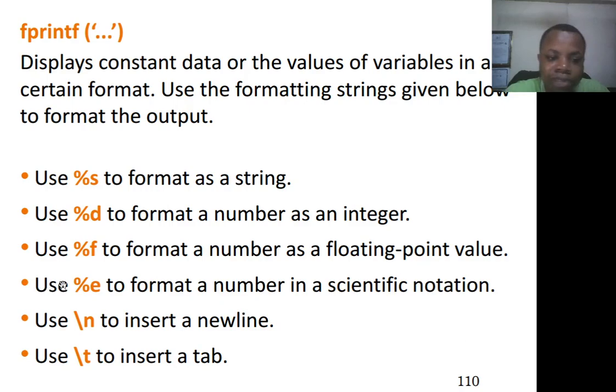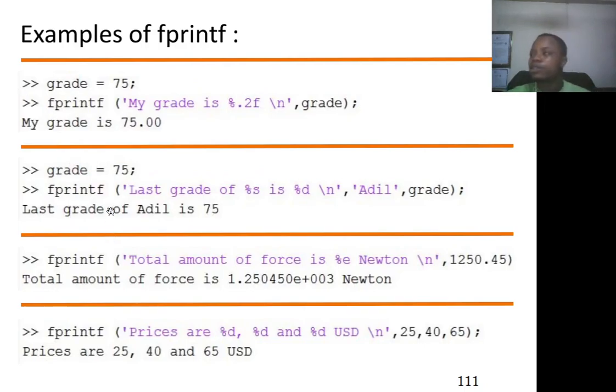And to print in the form of a scientific notation or in the form of an exponential form, we are going to use the %e. Now we use the \n to insert a new line. That is, after printing, you move on to a new line. And if you would like to insert a tab, we use the \t to also do this. Okay. So let's see some of the things that we can do with this.